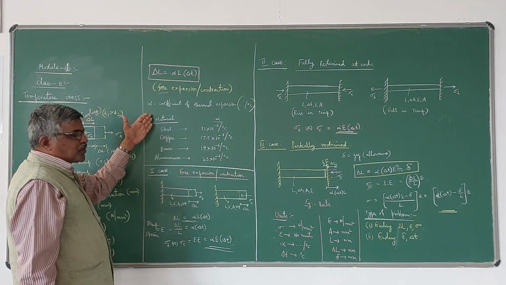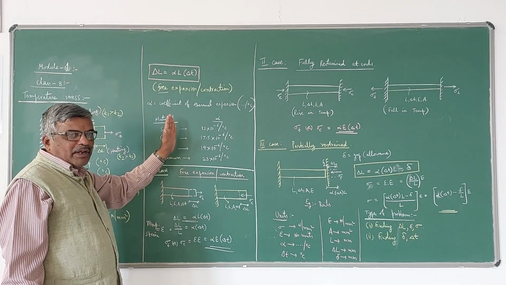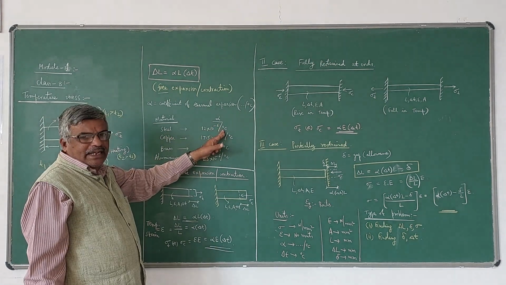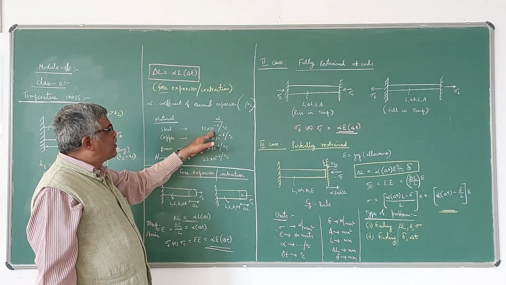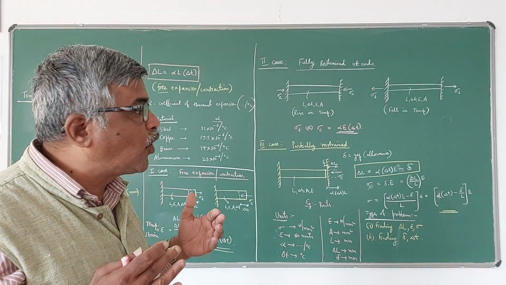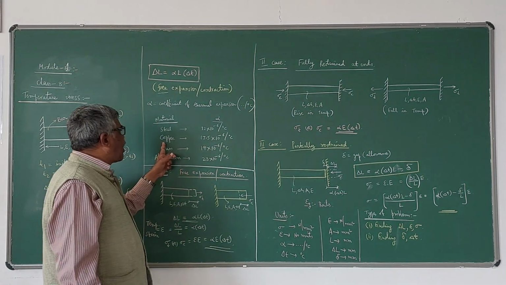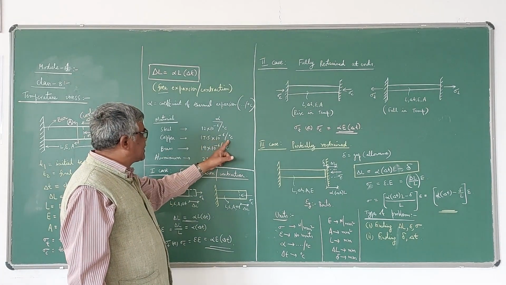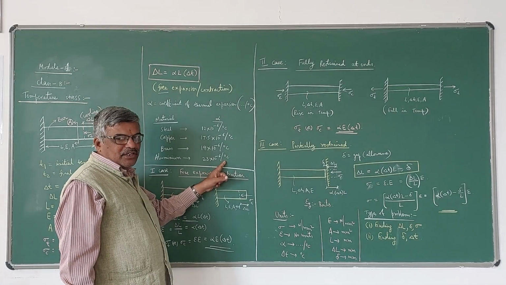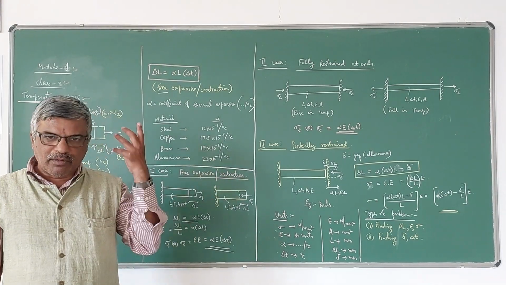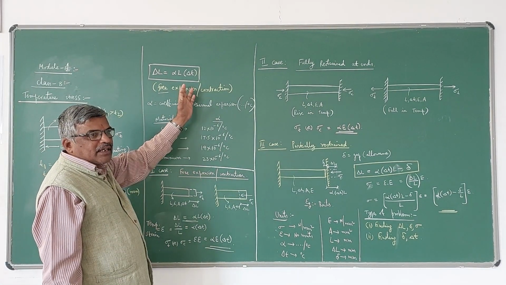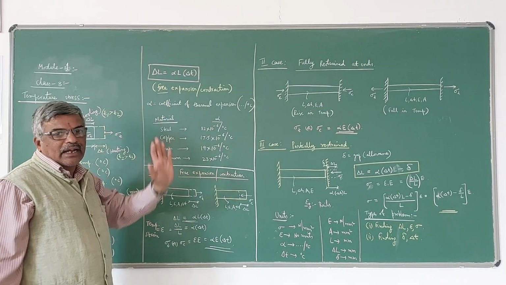Now these are the typical values of alpha for different types of materials which we come across. For steel, it is 12 into 10 power minus 6 per degree centigrade. That means there will be a strain of 12 into 10 power minus 6 when steel is heated or cooled by 1 degree centigrade. Similarly, for copper it is 17.5 into 10 power minus 6, for brass 19 into 10 power minus 6, and for aluminum 23 into 10 power minus 6 per degree centigrade. So the alpha value is highest for aluminum among these four materials. Once you know the value of alpha, L and change in temperature, you can easily calculate delta L in millimeters.